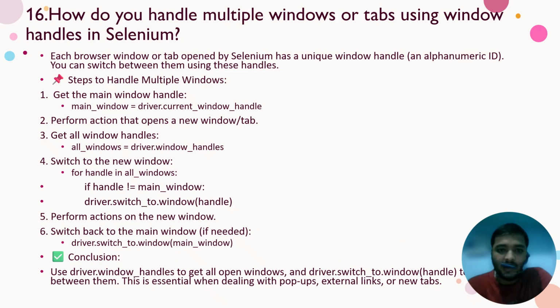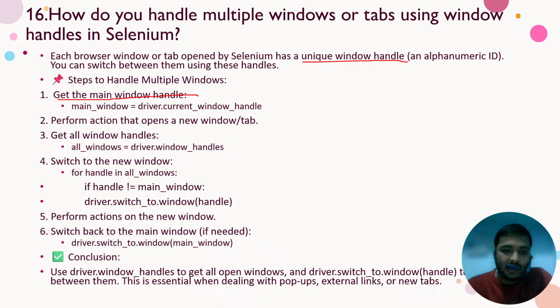How do you handle multiple windows or tabs using window handles in Selenium? Each browser window or tab opened by Selenium has a unique window handle, an alphanumeric ID. You can switch between them using this handle. Steps to handle multiple windows: first, get the main window handle, main_window equals driver.current_window_handle.